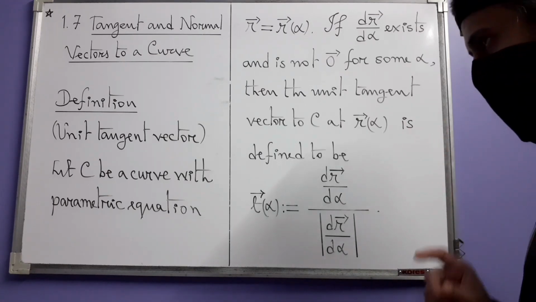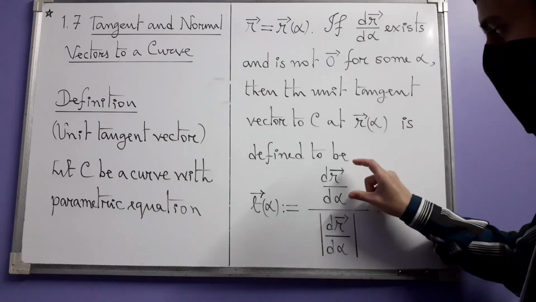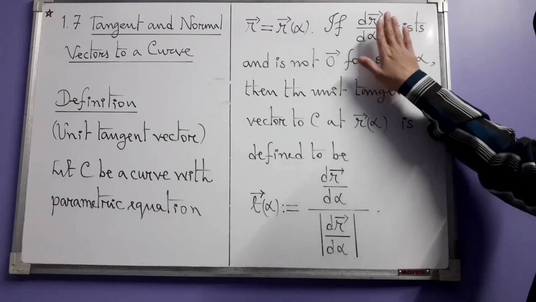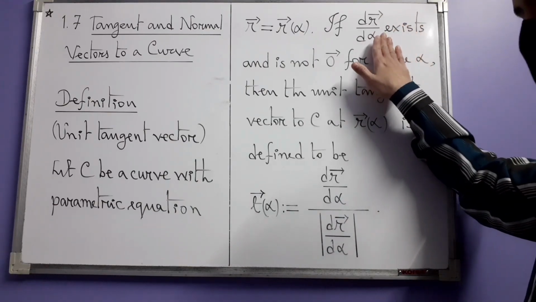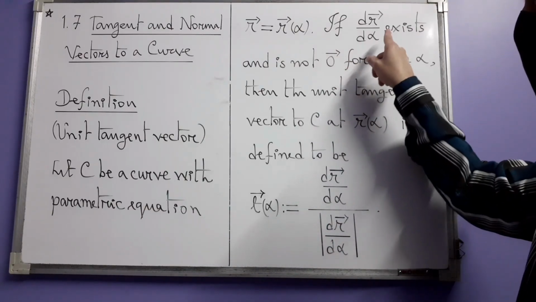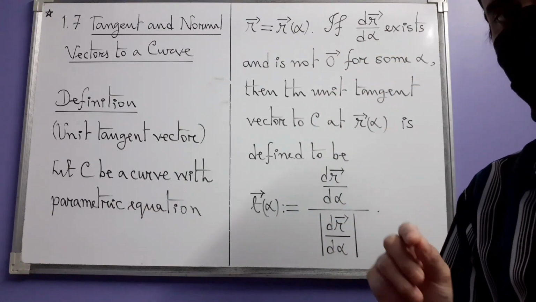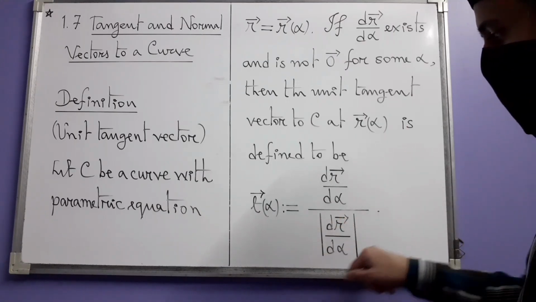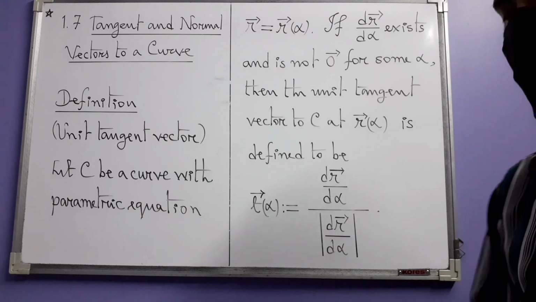That is equal to, by definition, the derivative vector divided by its magnitude. Note that existence of the derivative ensures that this makes sense. Additionally, because we also require that the derivative not be the zero vector, its magnitude is a non-zero scalar, so we can divide by that.